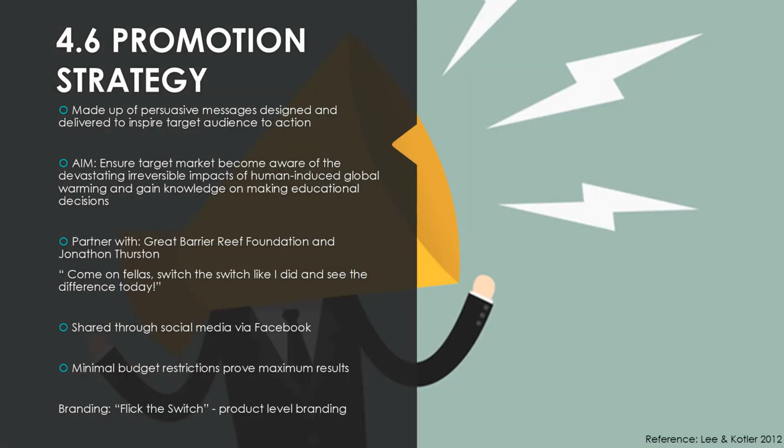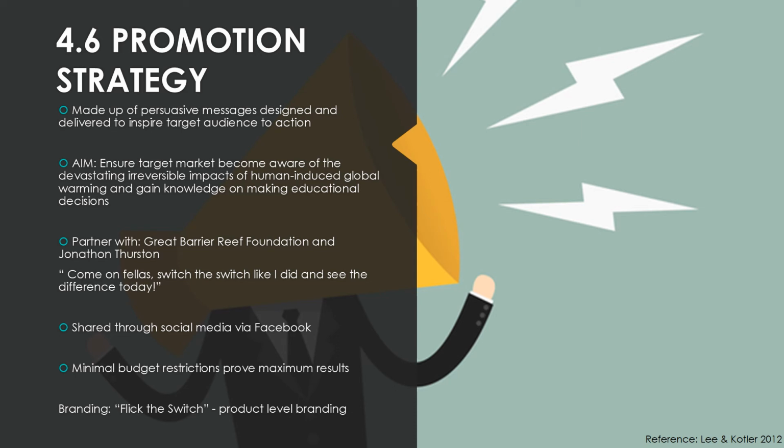The promotional strategy is made up of persuasive messages designed and delivered to inspire the target audience to action. The promotional strategy for this intervention campaign aims to ensure that the target market become aware of the devastating, irreversible impacts of human-induced global warming and gain knowledge on educational decisions. The intervention will partner with the Great Barrier Reef Foundation and incorporate spokesperson Jonathan Thurston, a popular Australian football icon originating from North Queensland. He is passionate about the cause, relatable to the target market to gain attention, social acceptance, higher recall, endorsement, and testimonials.